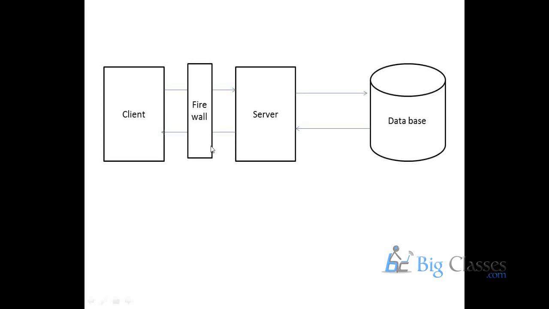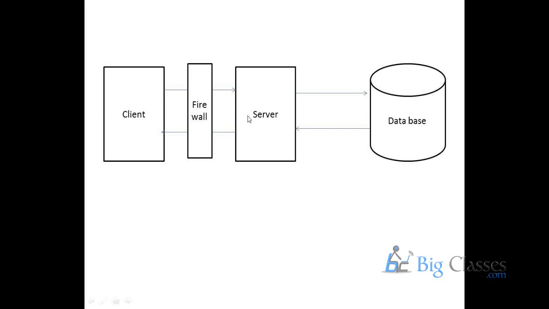The firewall scans the data each and every time it comes from the client, and again scans the response coming from the server. So this is only for security purposes, and we use it in between the client and the server. This type of application is called a vendor application, digital application, or web application.